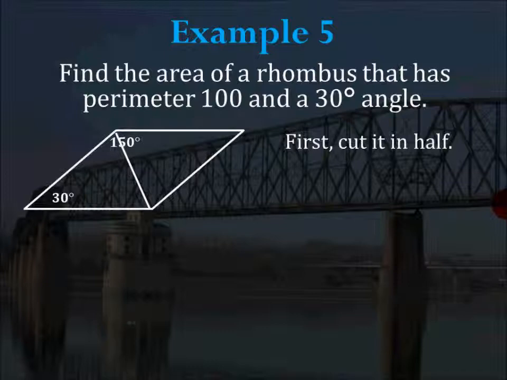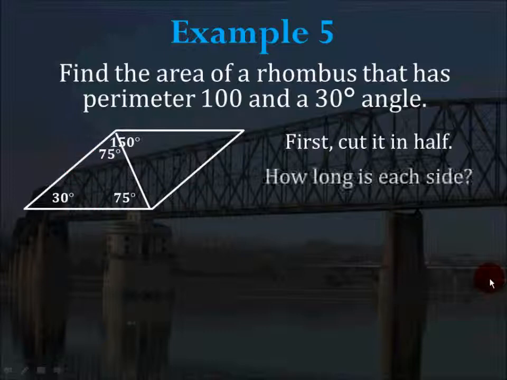You could have done it the other way too. It doesn't matter, but let's do it this way. So you cut it in half, which leaves you 75-degree angles there. And this also has to be 75 degrees because it's an isosceles triangle because all four sides of a rhombus are congruent. So how long is each side of the rhombus? Well, if the perimeter is 100, the length of each side has to be 25.